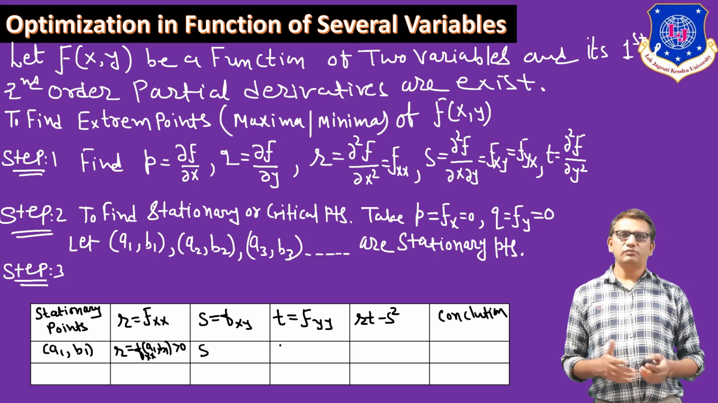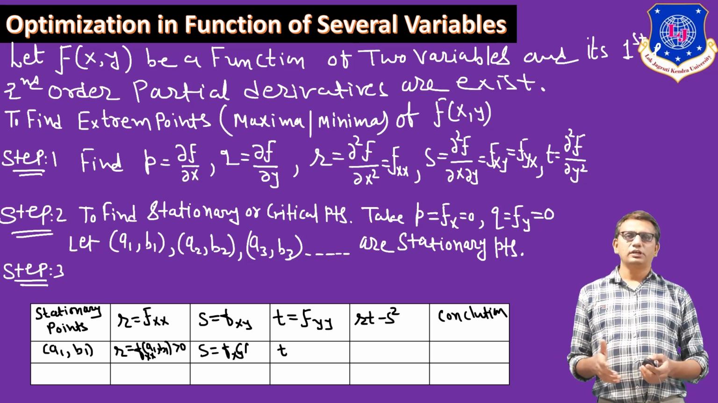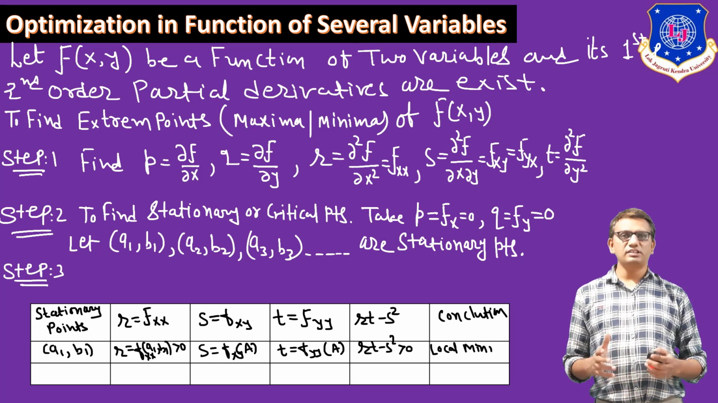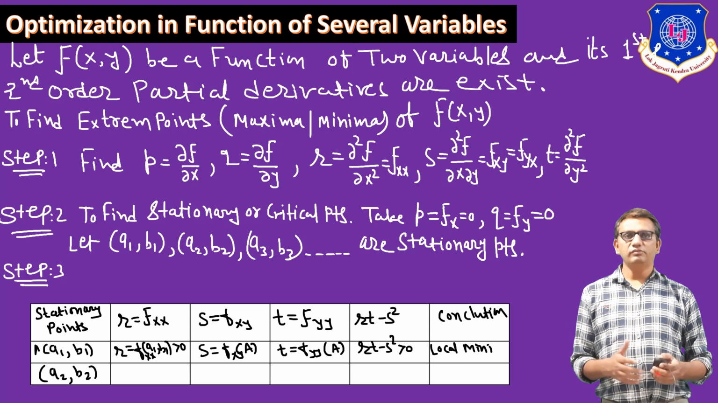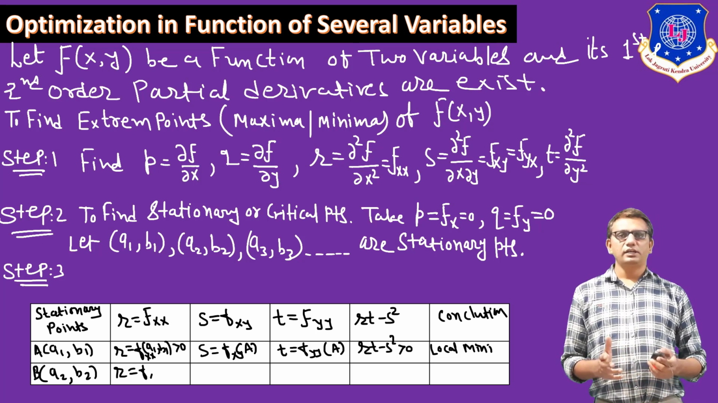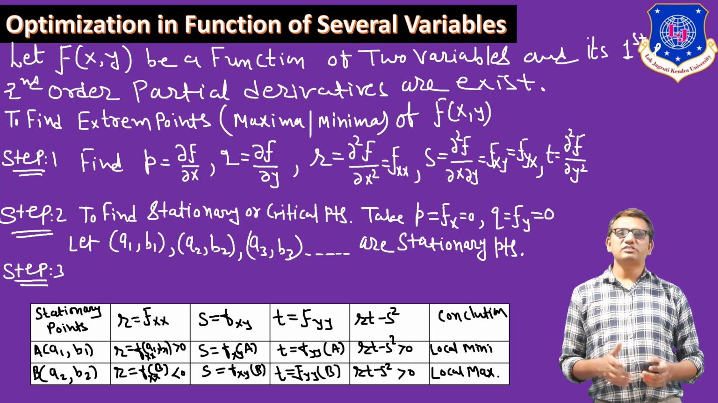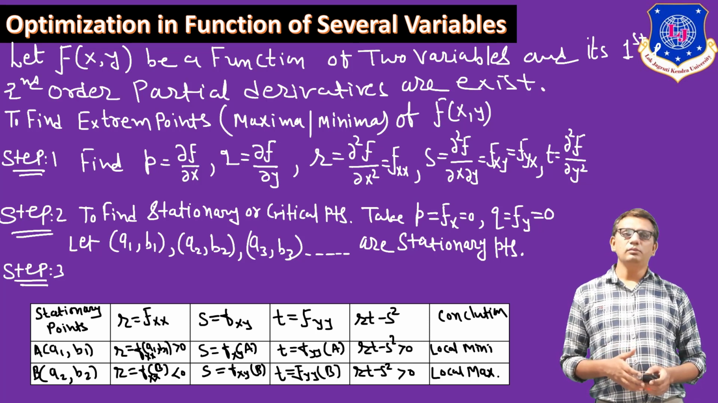A1 B1 is our first stationary point. Find the values at that point of R, S, and T. Then find RT minus S square. If RT minus S square is positive and R is also positive, then we have a local minimum value. At the point A2 B2, we find the values of R, S and T by putting in the point. If RT minus S square is positive and R is negative, at that time we have a local maximum value at that point.